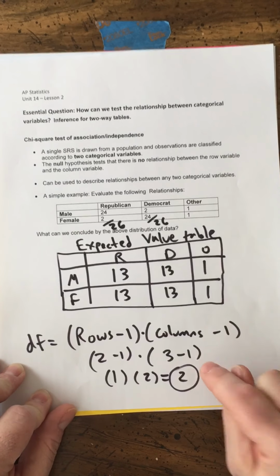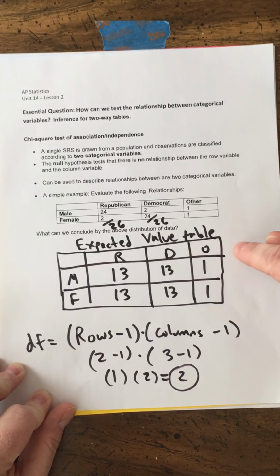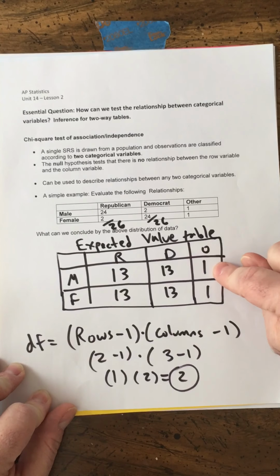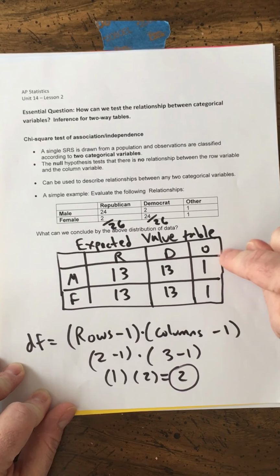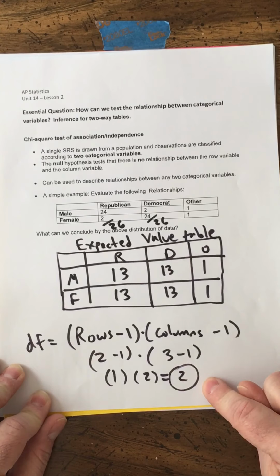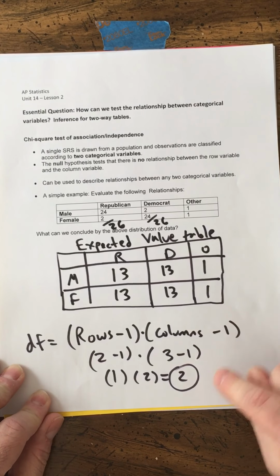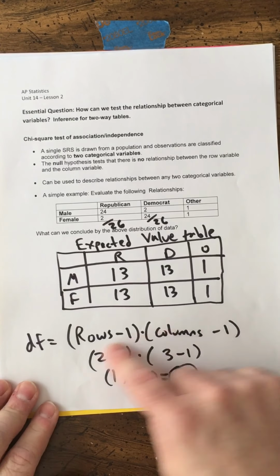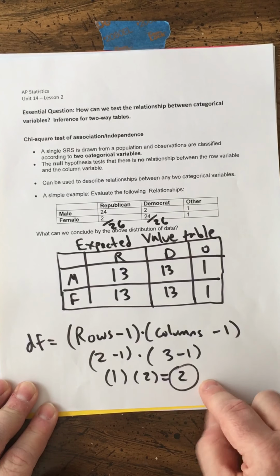And always, especially on an AP test, show the expected values table, which you don't have to compute yourself. You'll get it from the calculator. I'll show you in a little bit how. And degrees of freedom. Again, I think the calculator does show you the degrees of freedom, so you won't have to show the calculation, but you can see it's very simple, but you're going to have to write that down too.